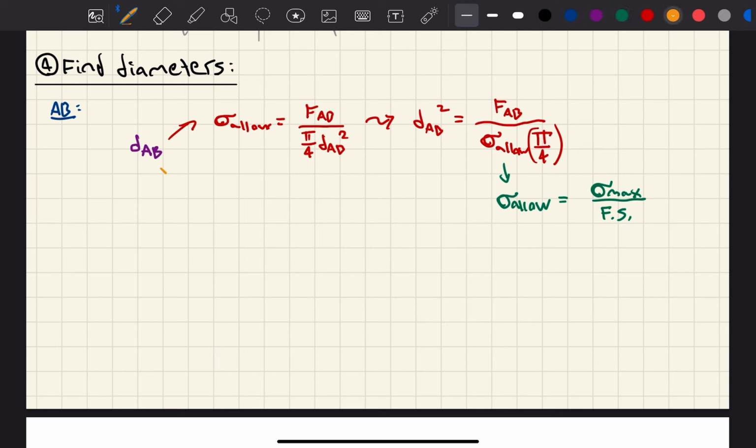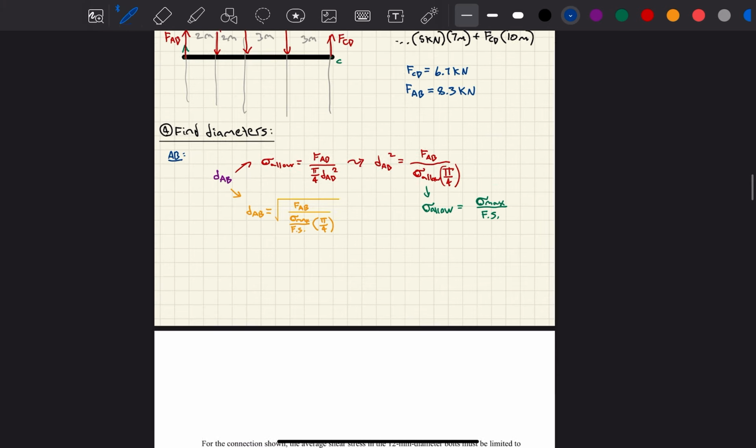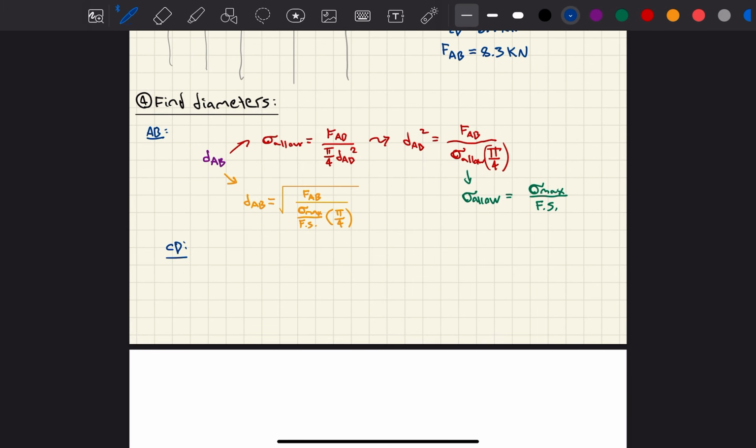So now I can come back from here. I can say that DAB with my final formula is equal to the square root of FAB over sigma max over the factor of safety times pi over 4. And then that should give me my answer. And then also for CD, it's the exact same thing. So this will also give you your answer for dCD, by the same derivation. But instead, you're going to do FCD over sigma max divided by a factor of safety times pi over 4. One quick check. Yes, perfect.